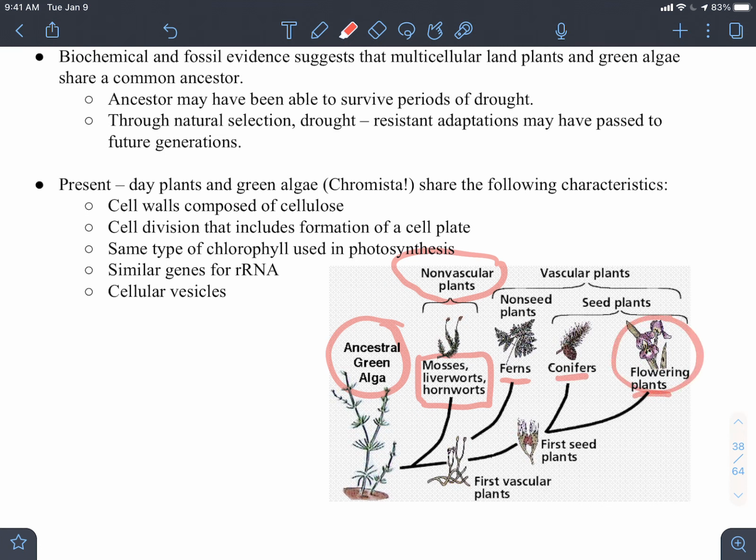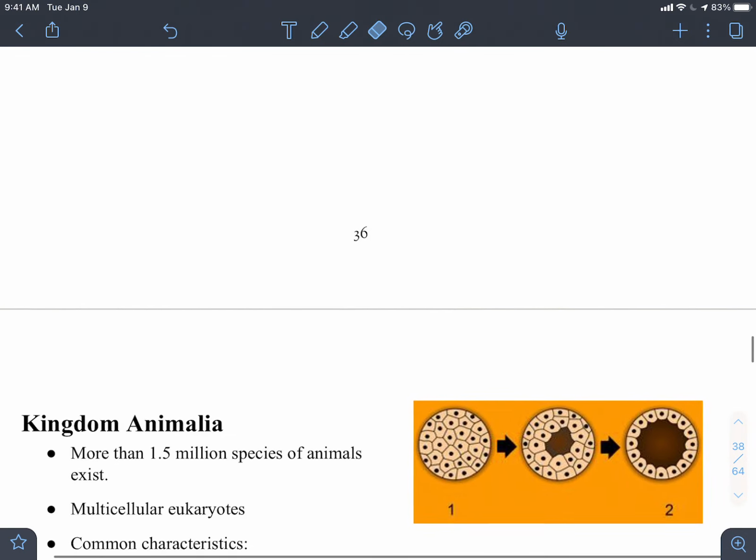And these are probably what you think of, I think of the most when I think about plants. But conifers, we of course have a lot of in Manitoba, where we have a lot of conifer plants. Evergreens and things like that.